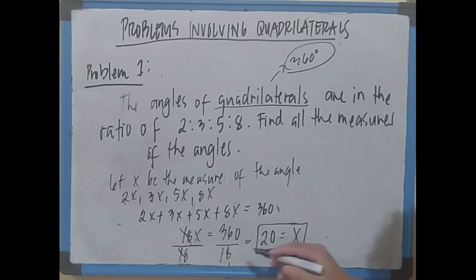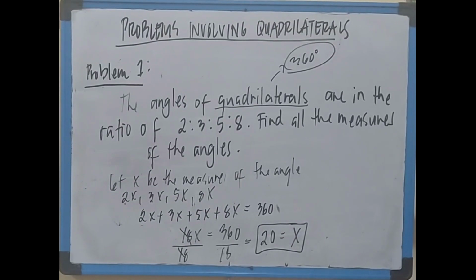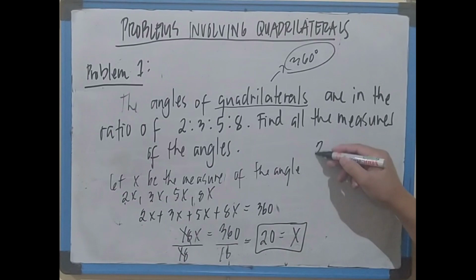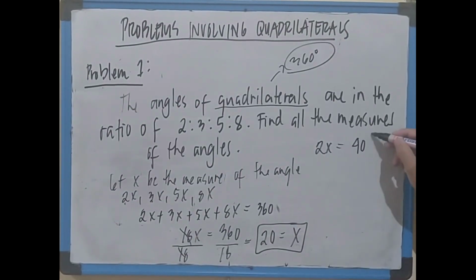Now, we are going to substitute it to every angle na nasa quadrilateral po. Now, okay, so since x is equal to 20, we have 2 times x. So, we have here 2x is equal to 2 times 20 will be 40 degrees.